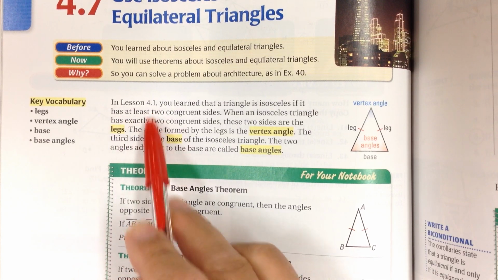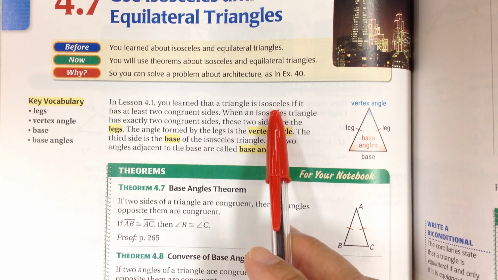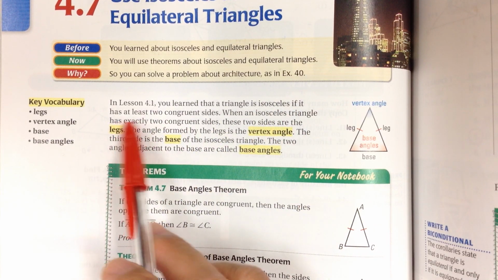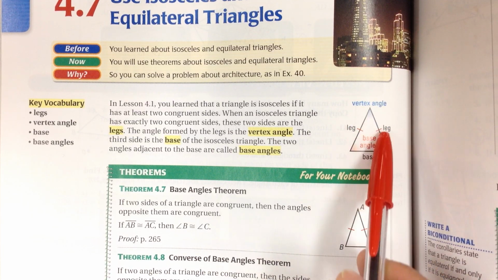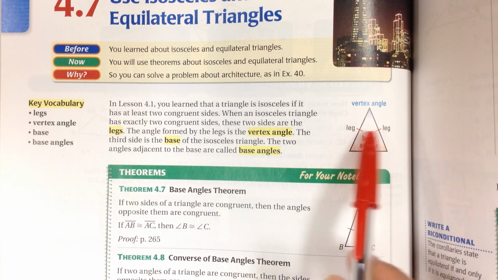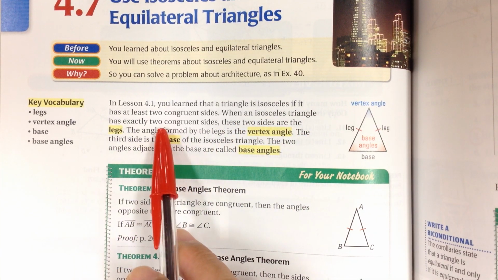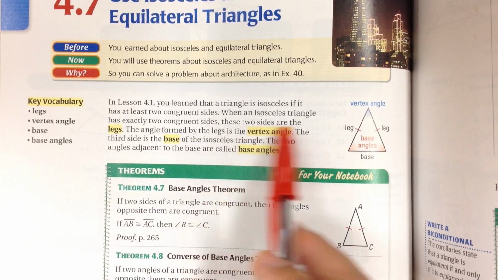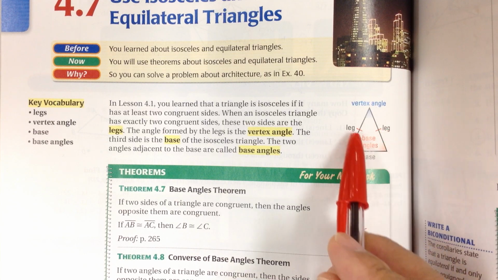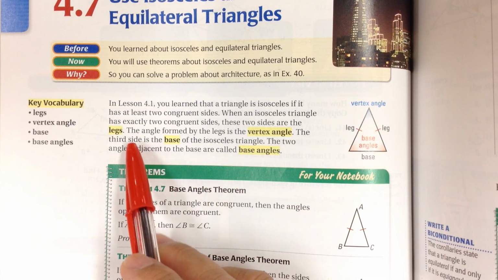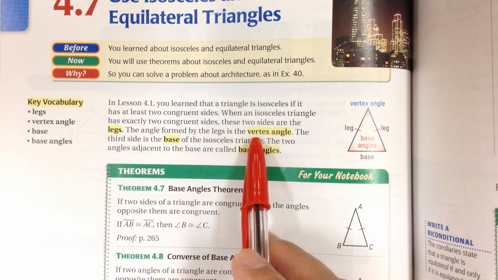So in lesson 4.1, you learned that a triangle is isosceles if it has at least two congruent sides. So when you have two congruent sides, then this is an isosceles triangle. When an isosceles triangle has exactly two congruent sides, these two sides are the legs. Okay, so again, when you have two congruent sides, then these two are called legs. The angle formed by the legs is the vertex angle.